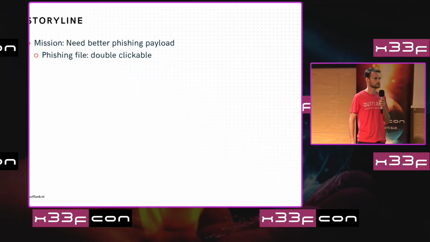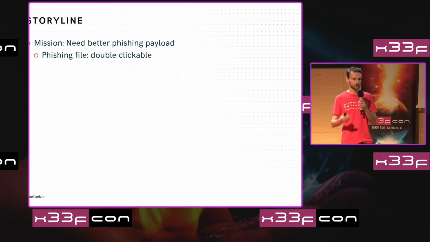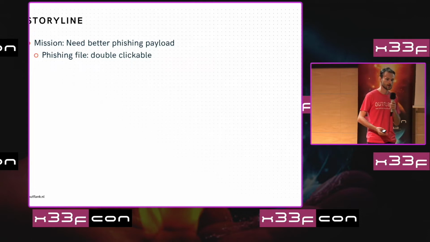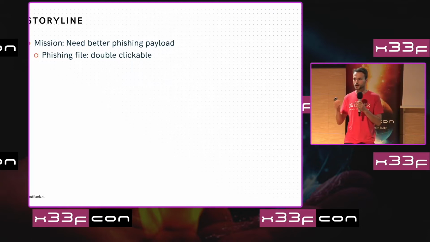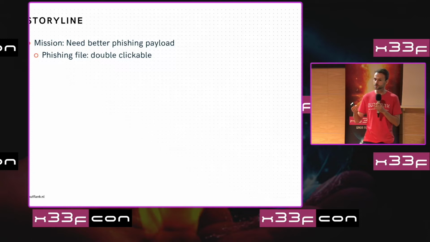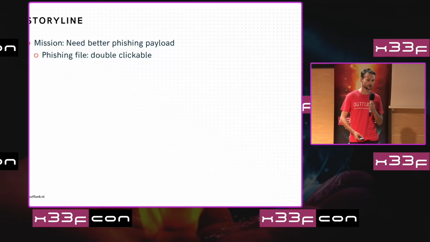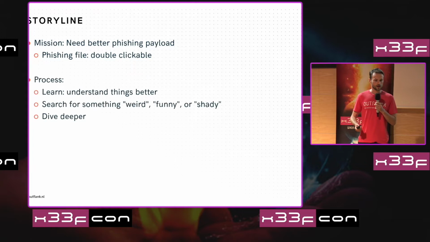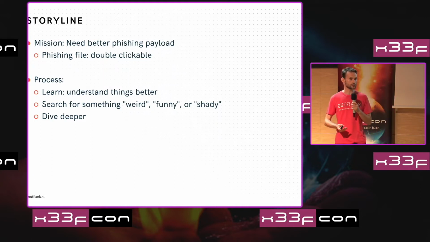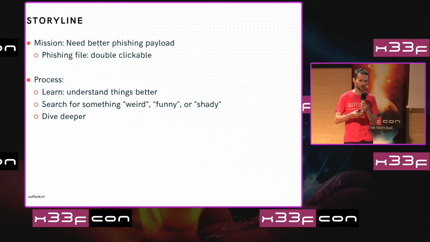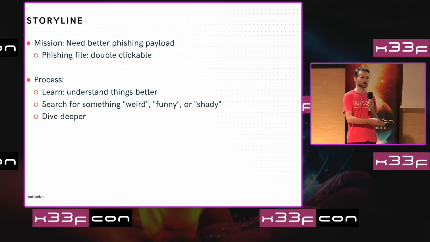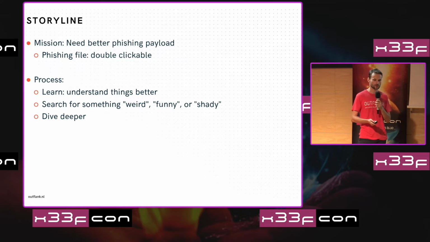The story started simple, with a simple problem statement. I would like to create a better phishing payload. And a phishing payload needs to have a few properties, right? It needs to have a cool icon, and it needs to be double clickable, because I want user convenience for my phishing target. The process I wanted to apply is, I would like to look around, learn stuff and understand things better, and then search for something that feels a bit off, feels a bit weird, funny, shady, and then dive deeper into it. And then repeat this process over and over.